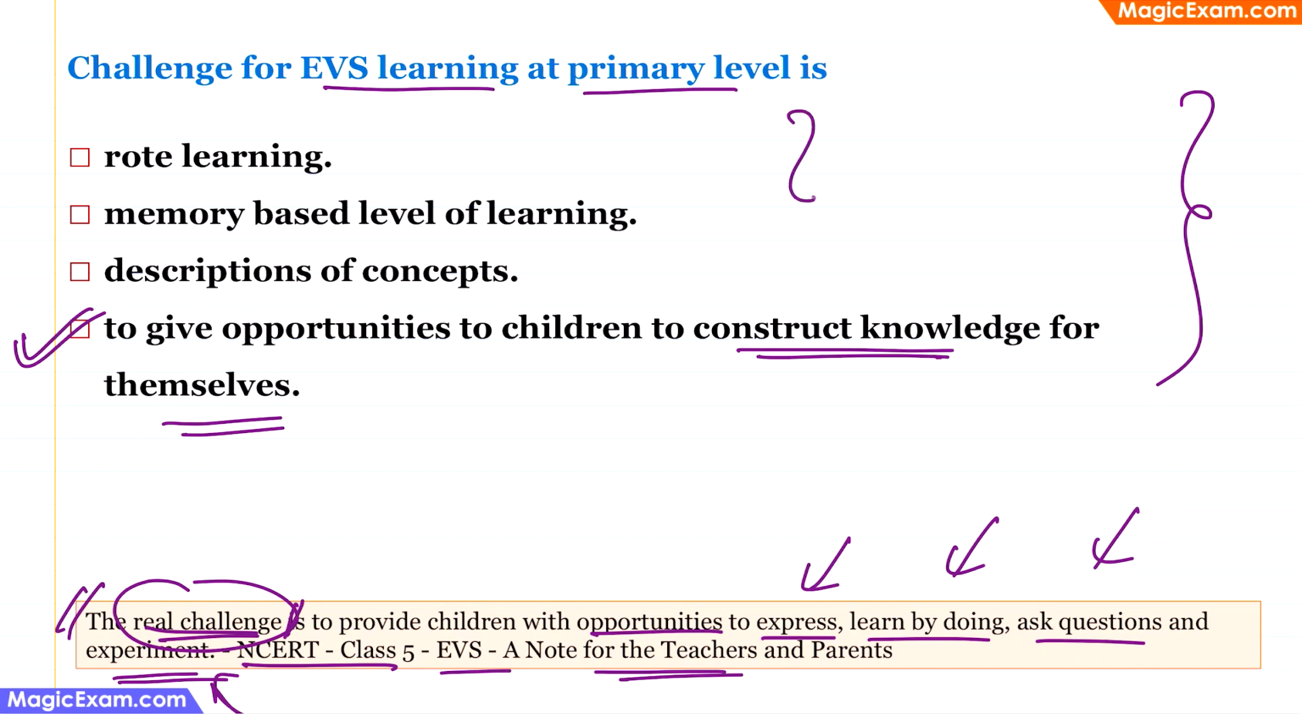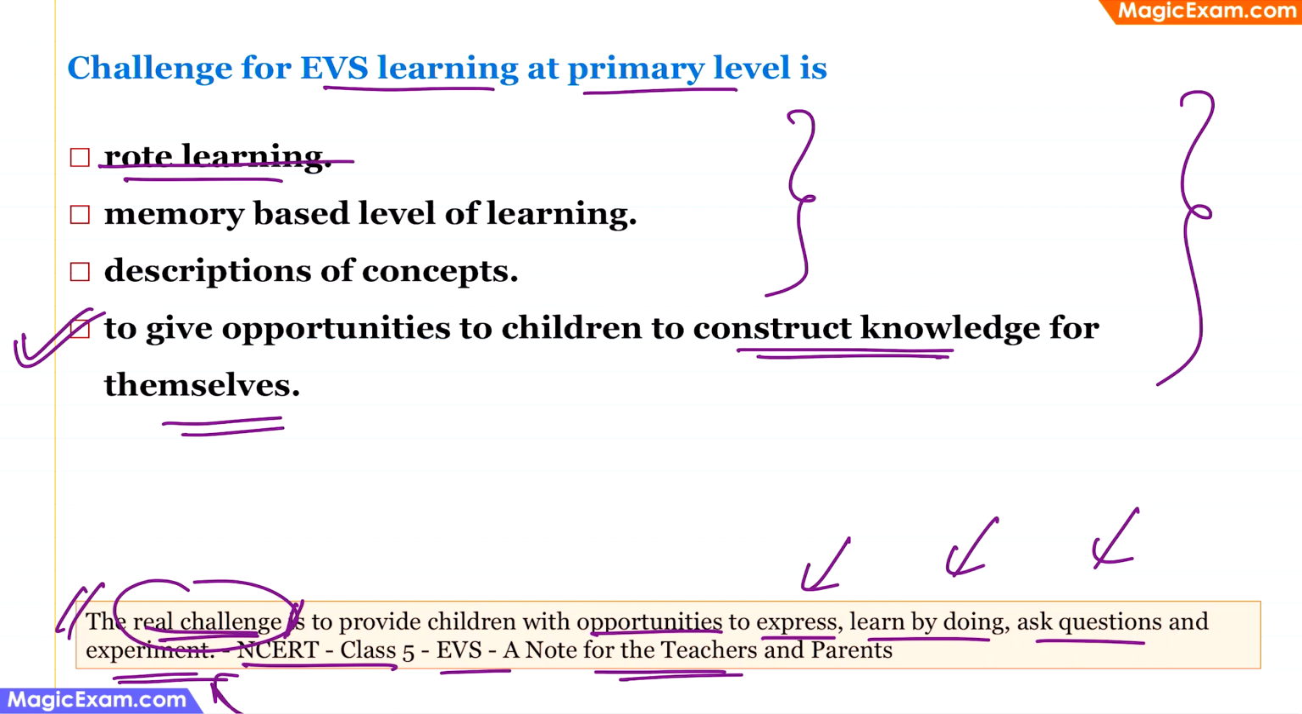If you look at the other three options, we can also see why they are incorrect, because the first one says rote learning, which is memorization, right? So rote learning is something which is not a challenge. You just give children a list, or you give them some passages or some information and say that you have to memorize this. They will memorize this. So that is definitely not a challenge. So rote learning cannot be a challenge.